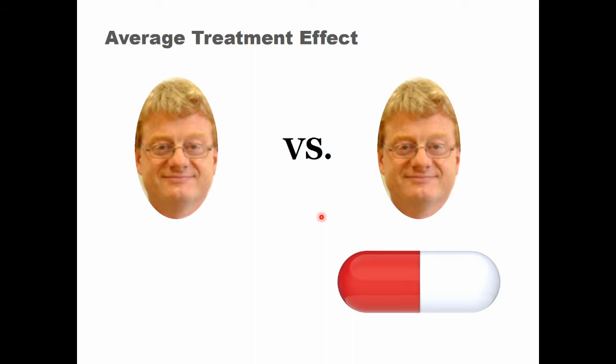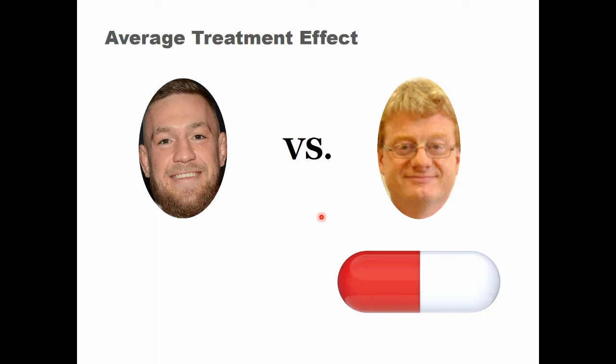That's called the counterfactual view of causality, and it's something we can never observe directly. So we have to find a way to simulate what these counterfactuals are. What we might do instead is substitute another person in. This person, we don't give them the drug. This person, we do give them the drug. And then we compare their outcomes.